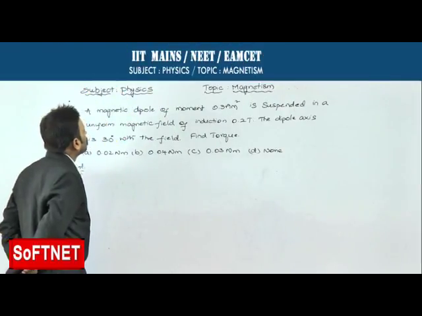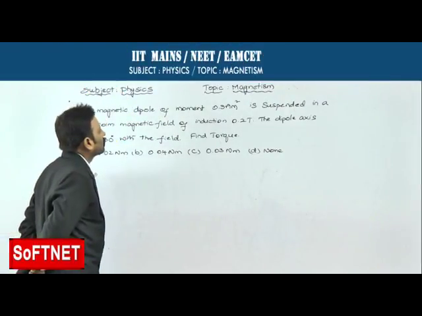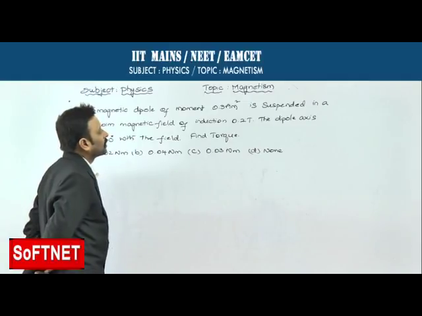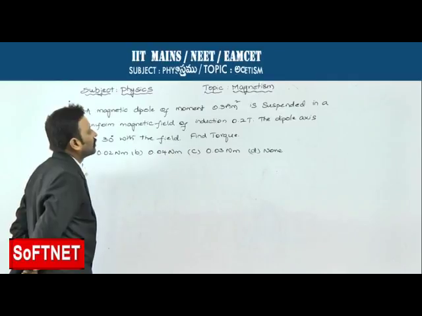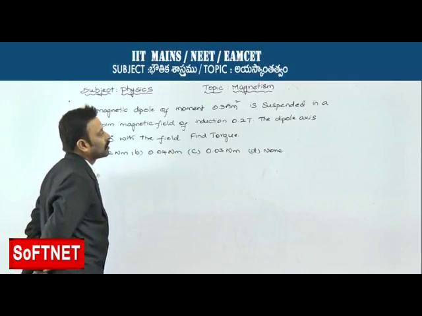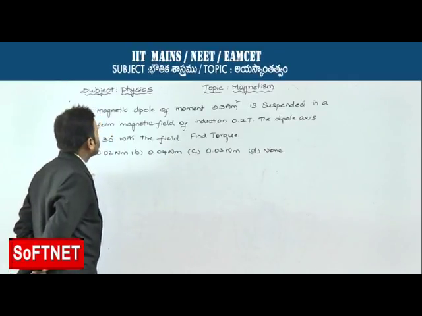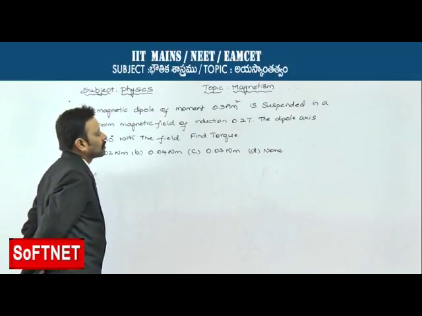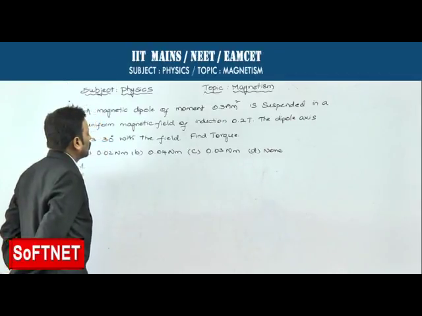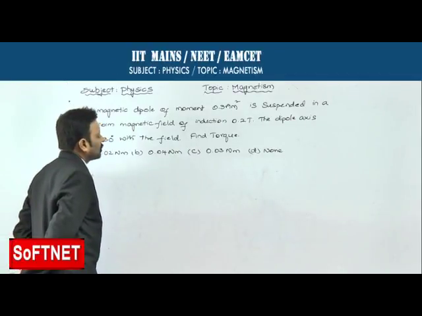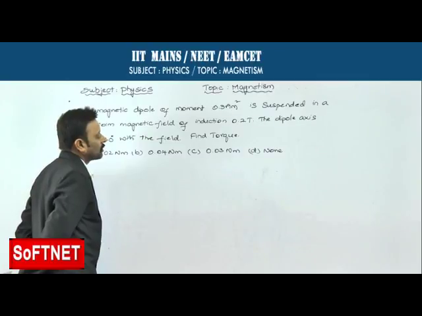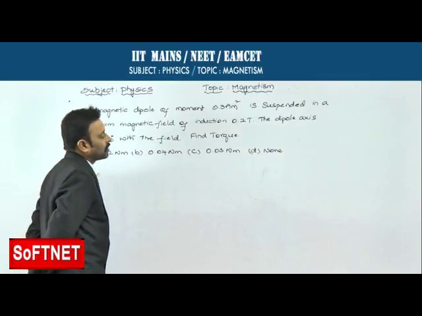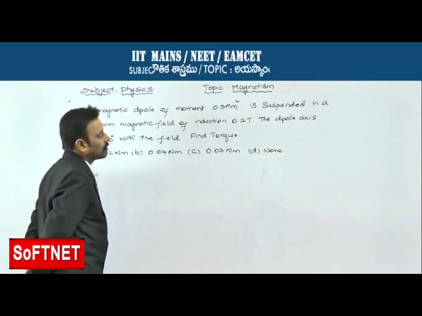Next problem. A magnetic dipole of moment 0.3 ampere meter square is suspended in a uniform magnetic field of induction 0.2 Tesla. The dipole axis makes an angle of 30 degrees with the magnetic field. You are asked to calculate the torque acting on the magnet. The given options are 0.02 Newton meter, 0.04 Newton meter, 0.03 Newton meter, and none.